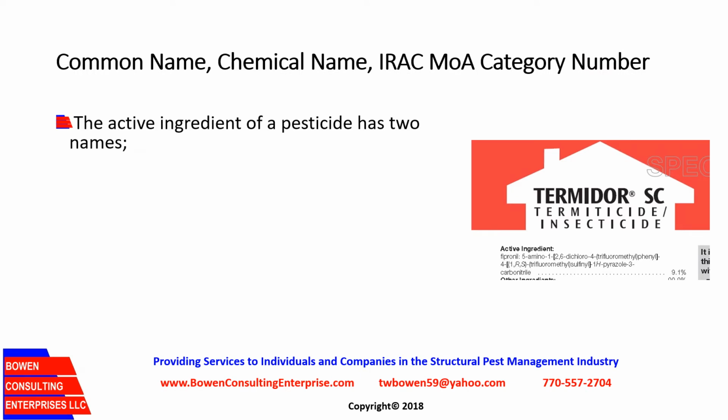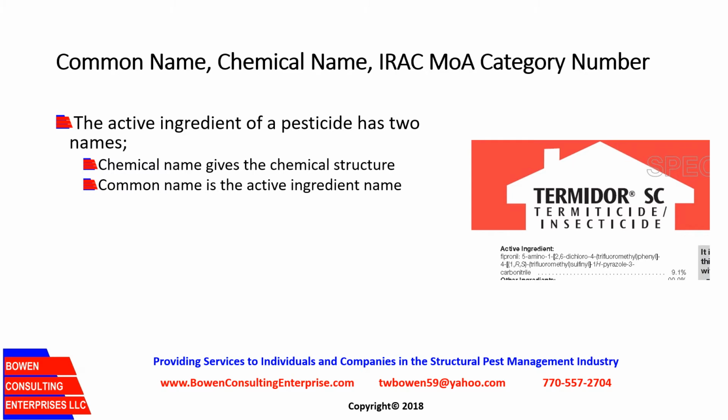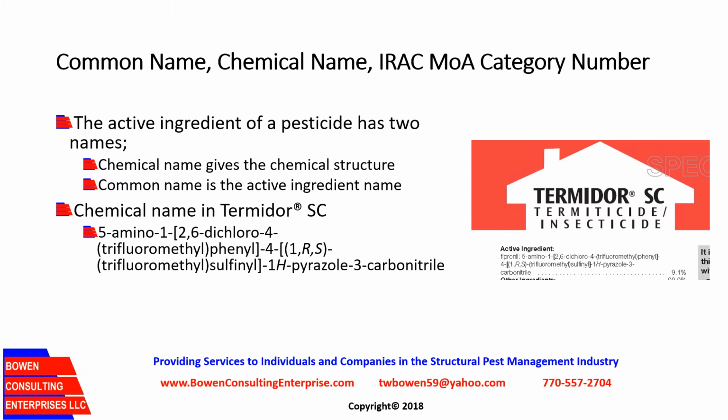The active ingredient of a pesticide has two names: the chemical name, which gives the chemical structure of the active ingredient, and the common name given to the active ingredient. As you can see, the chemical name of the active ingredient in Termidor SC is quite lengthy. This chemical name has been given the common name fipronil. Most, but not all, pesticides used in the structural pest control industry will have a common name for the chemical name.